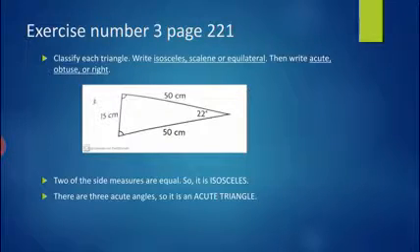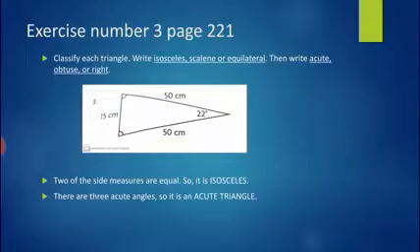Exercise number 3. We have again a triangle. We want to write if it is isosceles, scalene or equilateral, and then if it is acute, obtuse or right. Here we have the three sides 50, 50 and 15. So we have two side measures equal. So we have an isosceles triangle.